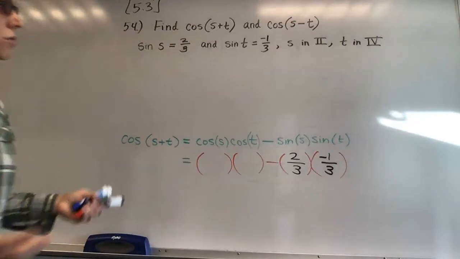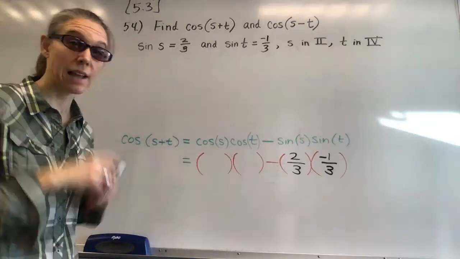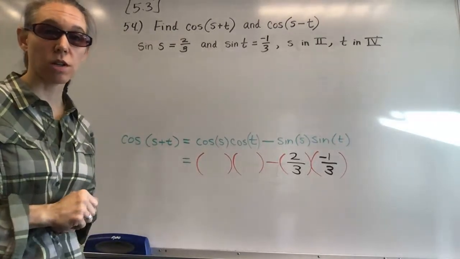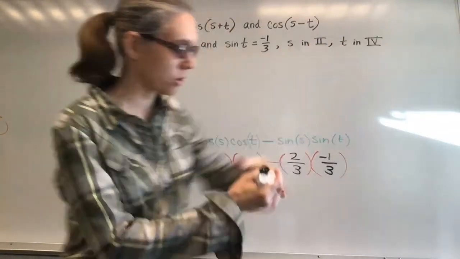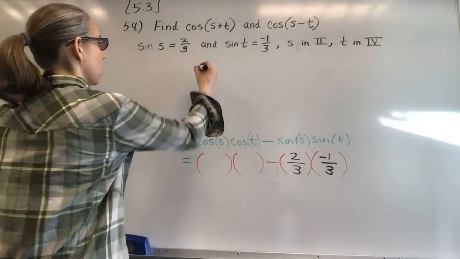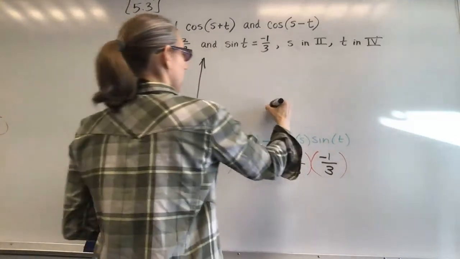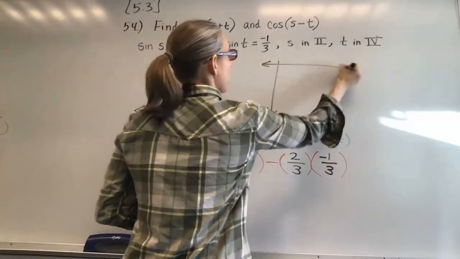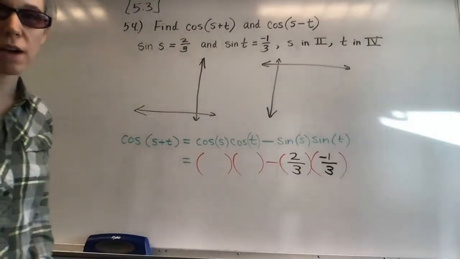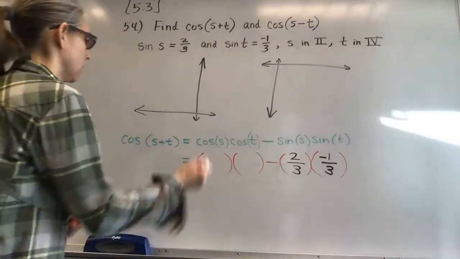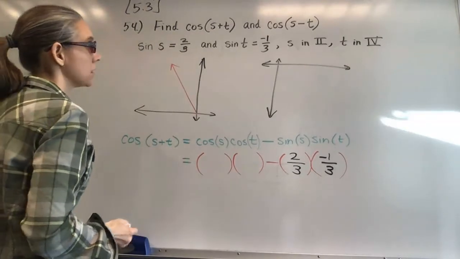I'm going to find them by drawing quadrants, and in those quadrants drawing triangles and labeling the sides of the triangles. So which quadrants are we going to be drawing? We're going to be drawing one quadrant 2 and one quadrant 4. So here is my quadrant 2, and here is my quadrant 4. In my quadrant 2, I am going to find the angle S. So here is S. S is in quadrant 2.